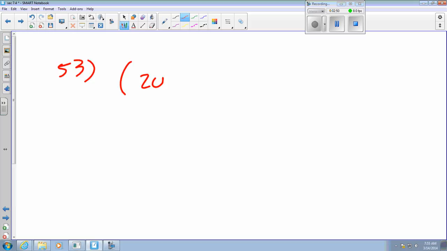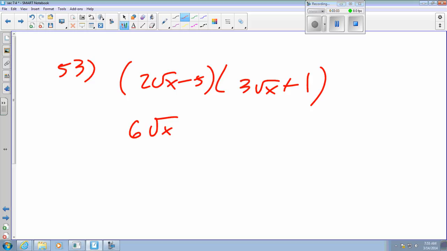We have 2 square root x minus 5 times the quantity of 3 square root x plus 1. If I do my FOILing here, 2 times 3 gives me 6. Square root x times square root x gives me square root x squared. Outside times outside gives me 2 square root x. Inside times inside, negative 5 times 3 gives me negative 15 square root x. And last times last gives me negative 5.